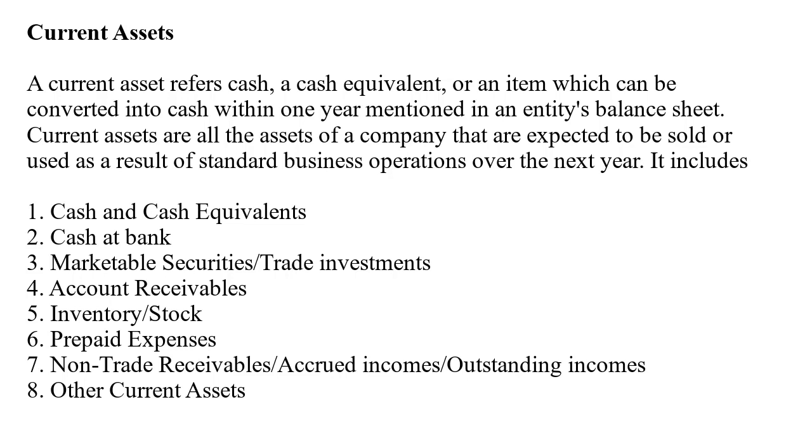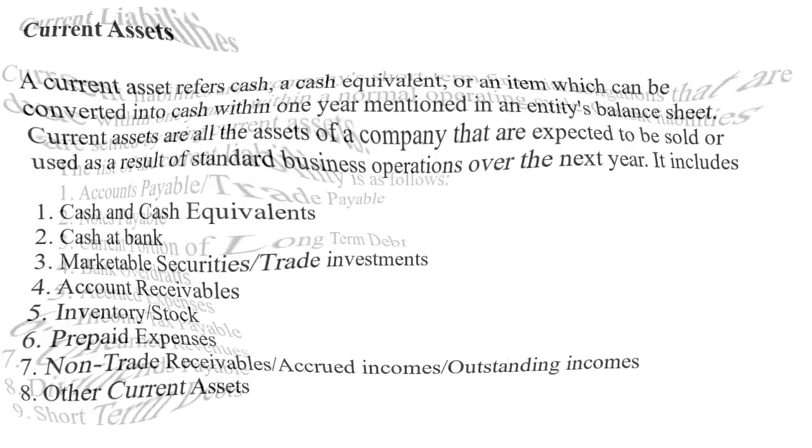It includes 8 items: cash and cash equivalents, cash at bank, marketable securities or trade investments, accounts receivable, inventory stock, prepaid expenses, non-trade receivables or accrued incomes or outstanding incomes. The eighth one is other current assets.